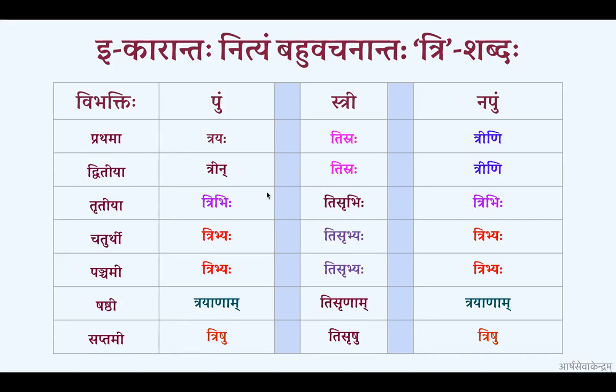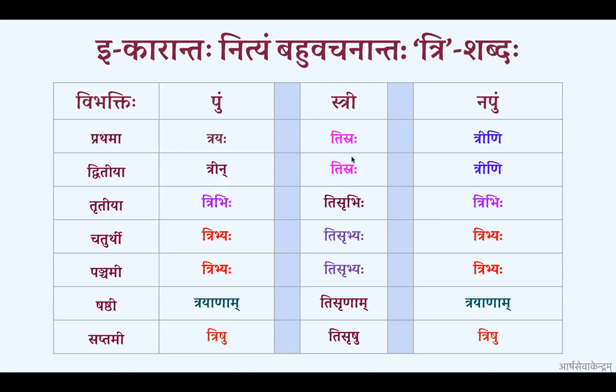For three, again, Trutiya to Saptami is the same for Pumlinga and Napumsakalinga: Tribhihi, Tribhyaha, Tribhyaha, Trayanam, Trishu. Whereas the difference exists in Prathama and Dvitiya. In Pumlinga, it is Trayaha and Treen, and in Napumsakalinga, Treeni, Treeni. And as always, in Napumsakalinga, the Prathama and Dvitiya forms are the same.